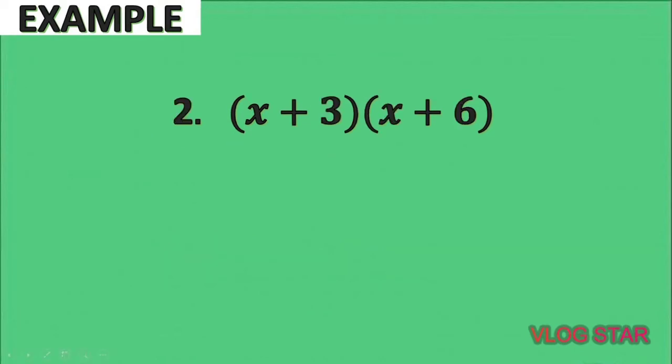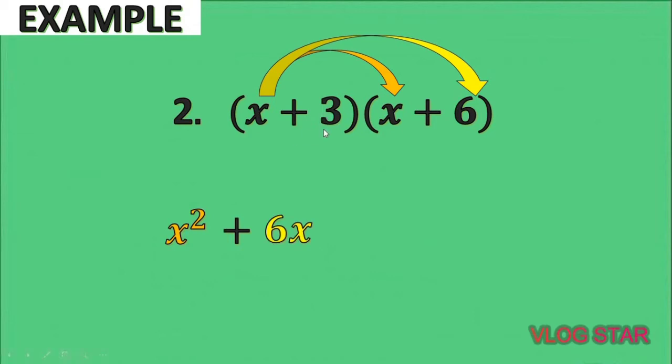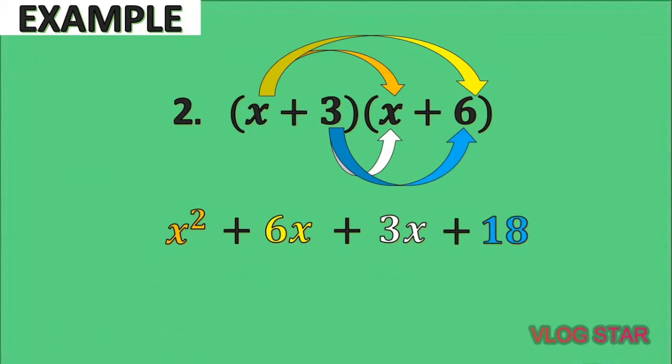For our next example, we have the quantity x plus 3 times the quantity x plus 6. To multiply this, x times x for our first term, answer is x squared. X times positive 6, answer is positive because we just multiplied two positives. Product is 6x. Next, to distribute positive 3, we have positive 3 times x. Both are positive. Let's put plus sign. Product is 3x. Lastly, positive 3 times positive 6. Result again is positive. The product is 18.